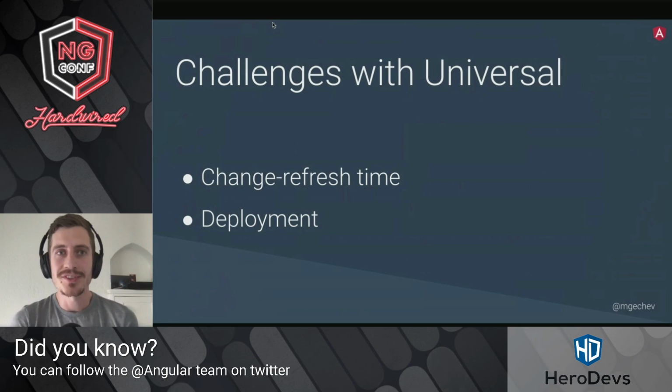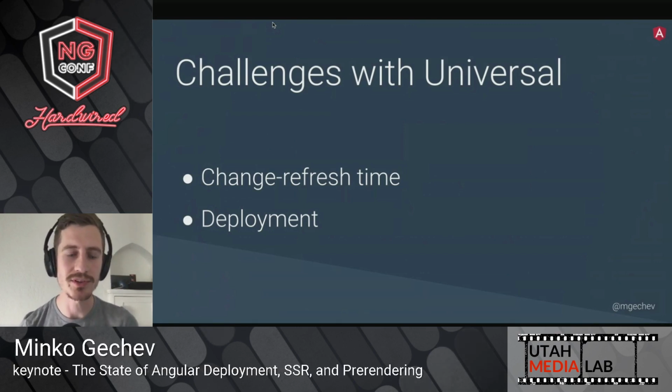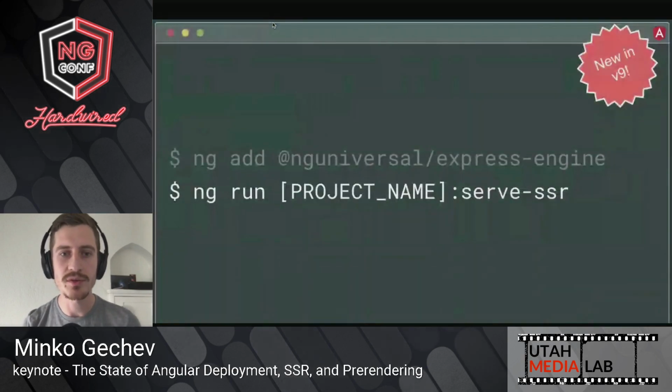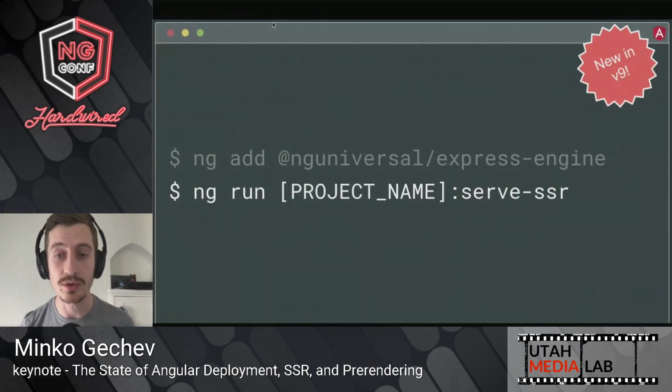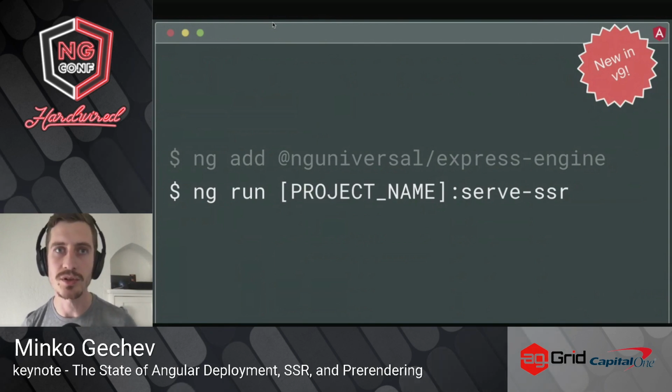Talking to a lot of developers at conferences and other external events and forums, we often hear about two main challenges: change refresh time and deployment. So we heard this feedback and we made a couple of improvements in version 9. In version 9, once you add the Angular Universal schematics to your project and make your project Angular Universal compatible, you now have an Angular CLI builder, serve SSR, which allows you to have the same live reload experience as ng-serve, but this time for an Angular Universal application.